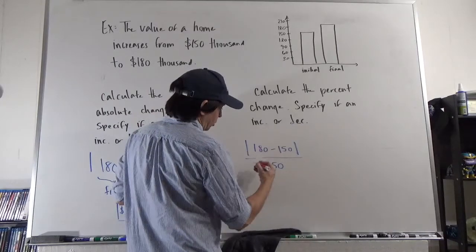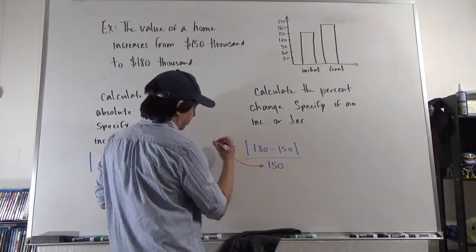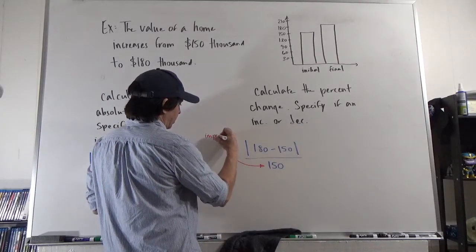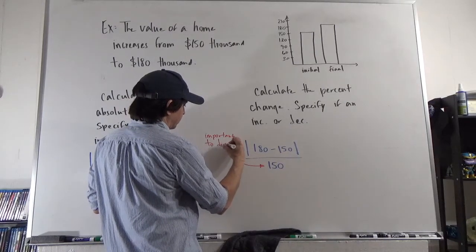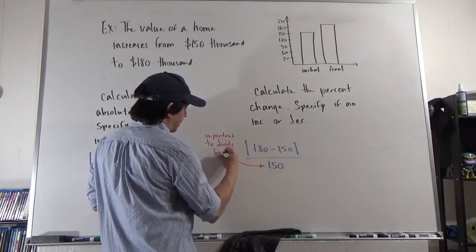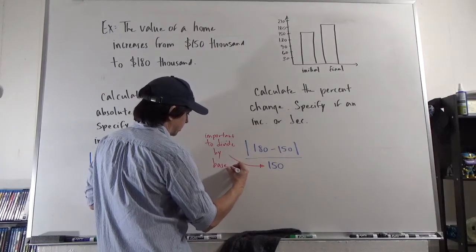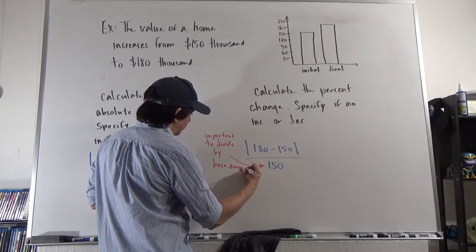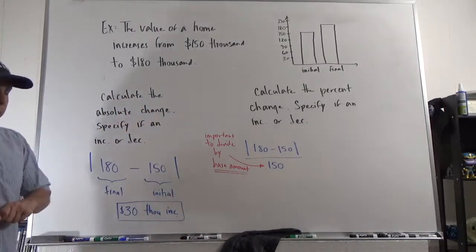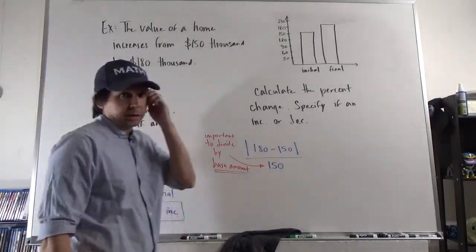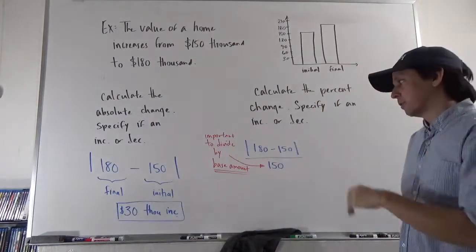I'm going to write in your notes here for the first time. It's important to divide by the base amount or the initial value. That's crucial. That's one of the common mistakes, dividing by the wrong thing. Not dividing by 180.